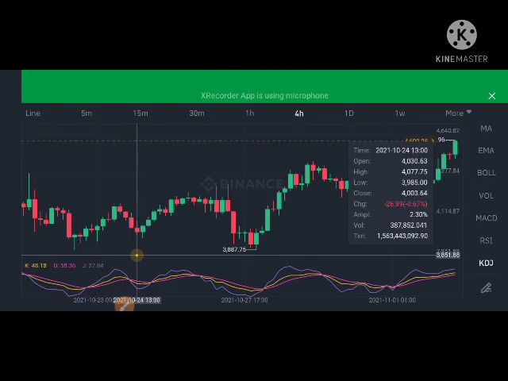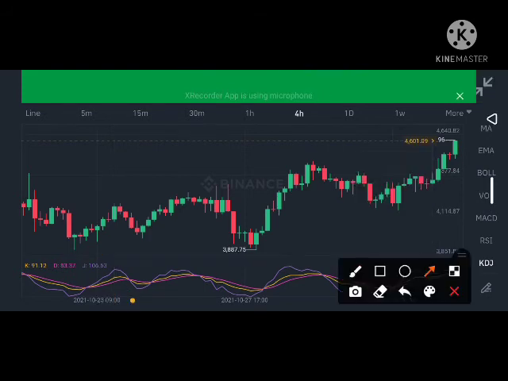Now if you want to short the market, you wait for the J line to cross the K and the D line downwards, then you short the market. Do you understand? It already gave a change of direction from here, a change of the market trend from this point.